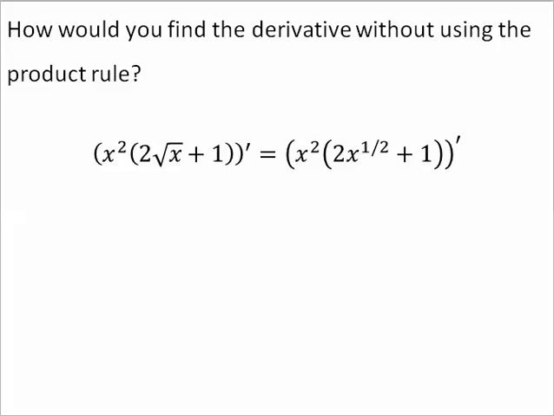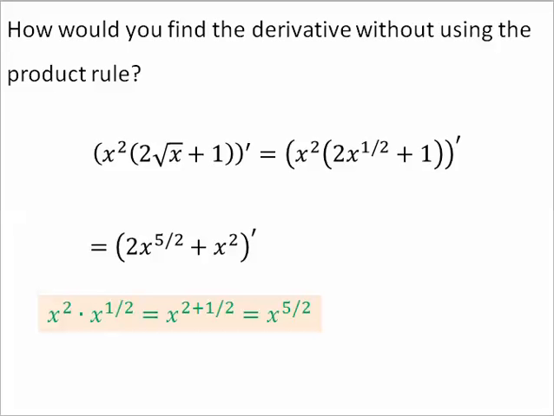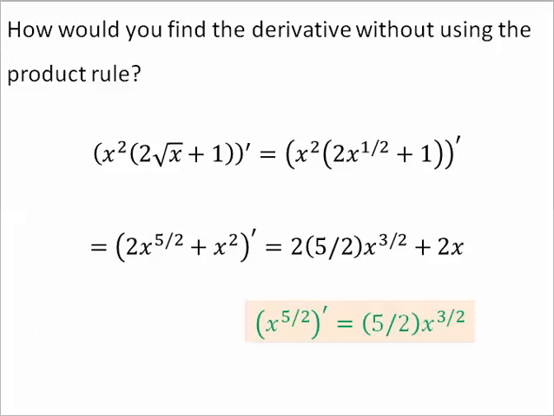So how about if I just go x squared times 2x to the 1/2 plus 1? Well, when I distribute, I have x squared times x to the 1/2. That gives me x to the 5/2. And then x squared times 1 is just x squared. So now when I take the derivative, I don't need the product rule. The derivative of x to the 5/2 is 5/2 x to the 3/2. And the derivative of x squared is 2x.